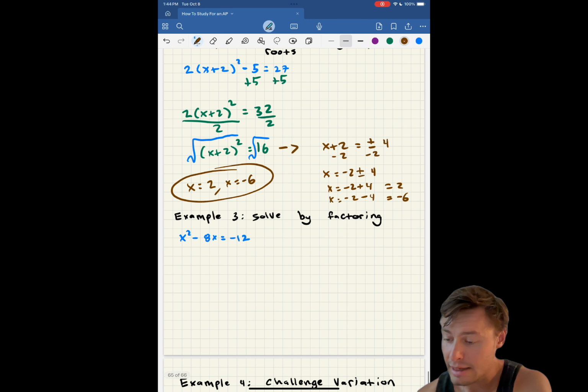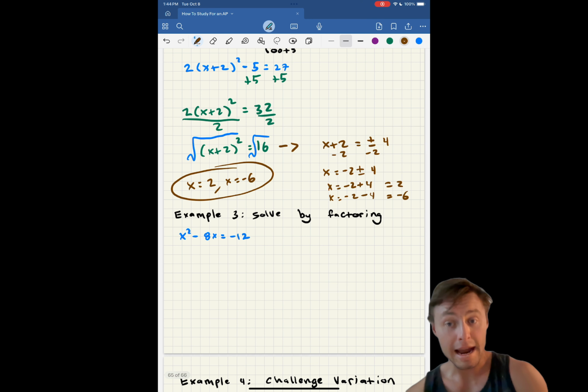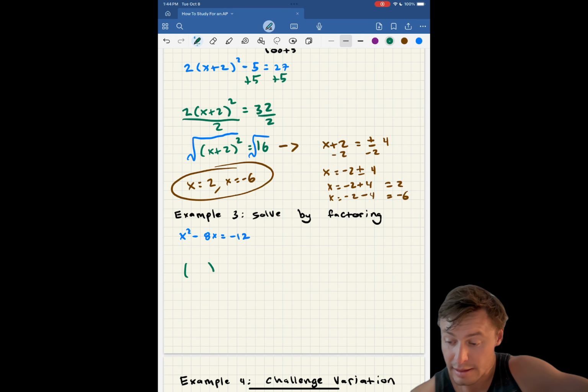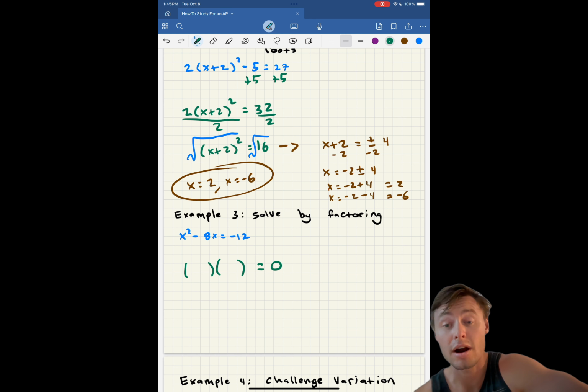All right, and the last problem here is solved by factoring. Okay, so factoring is where you're getting two things in parentheses like this, equal to 0, and then you're using the zero product property to set each of those factors equal to 0. So what does that look like?